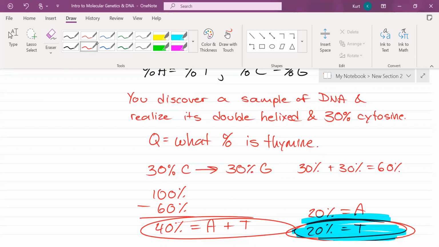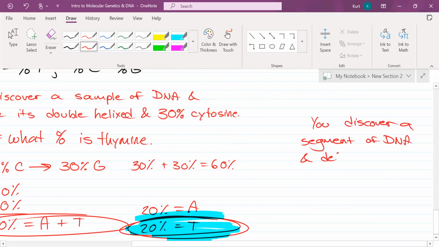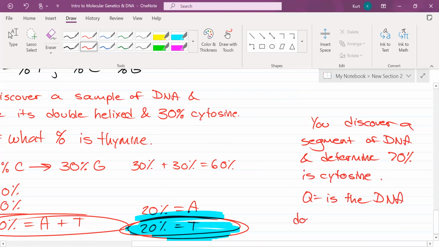Here's another question you might have thrown at you. I've seen this one before too. You discover a segment of DNA and determine 70% is cytosine. 70. Here's my question. Is the DNA double or single stranded?